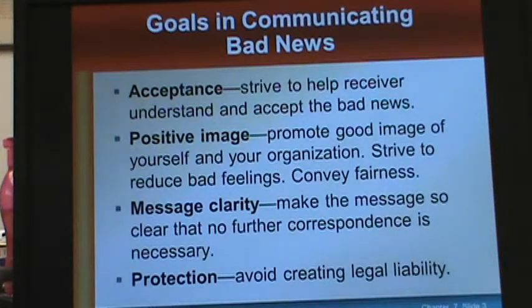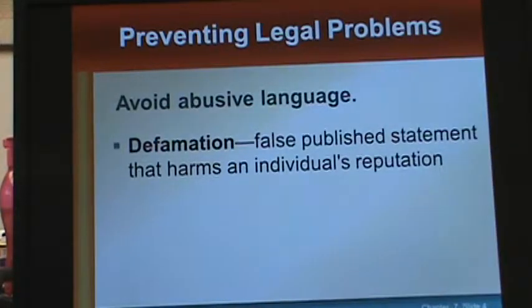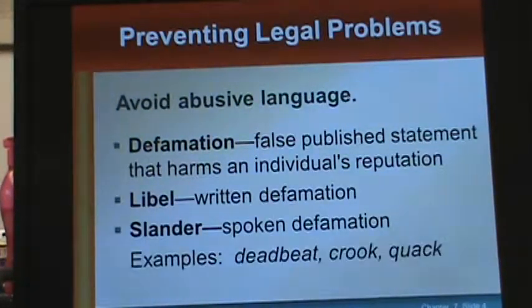And protection. You have to be really careful to avoid creating a legal liability, so try not to make a claim or specify any information that could lead to a lawsuit. And preventing legal problems, basically just avoid abusive language at all, because that can come back and haunt you.